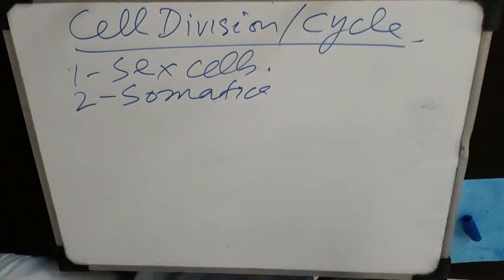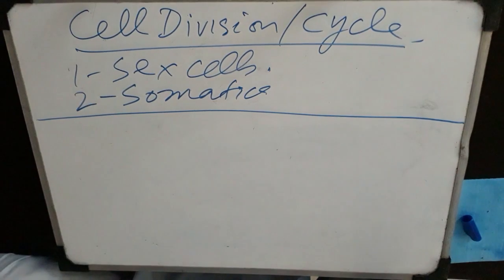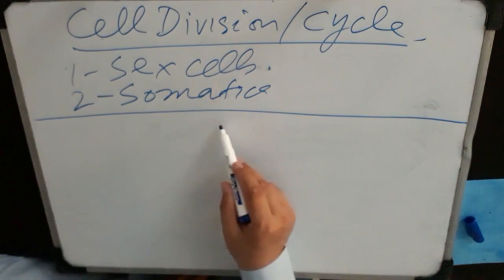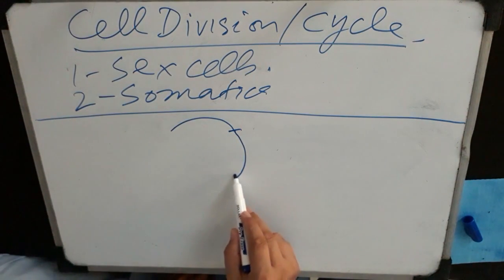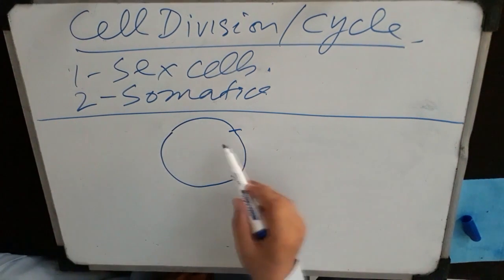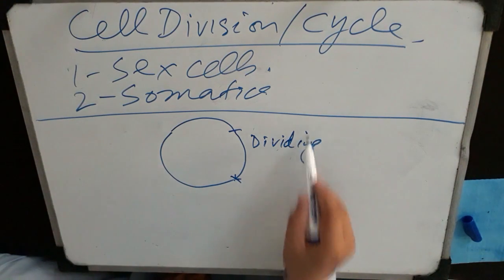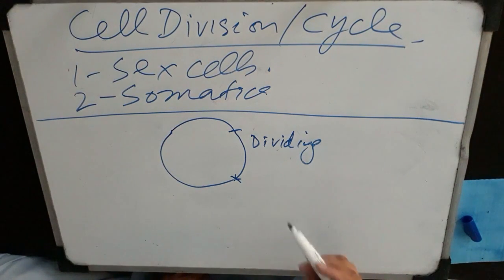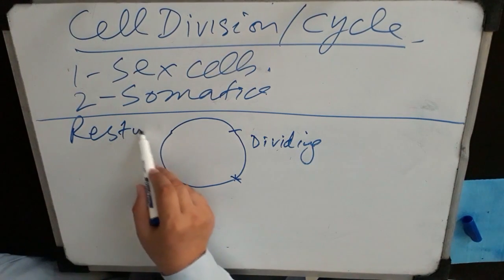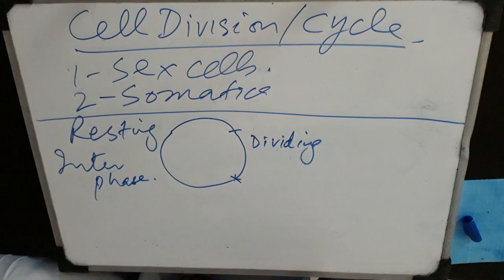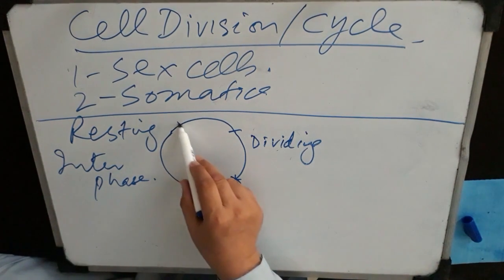Both types of cells divide. Every cell has its cycle, and there are different periods of the cell cycle. Either the cell is in the dividing phase or in the resting phase, not dividing. The resting phase is also known as the interphase. The resting phase doesn't mean that nothing happens during this phase. It is further divided into three phases.